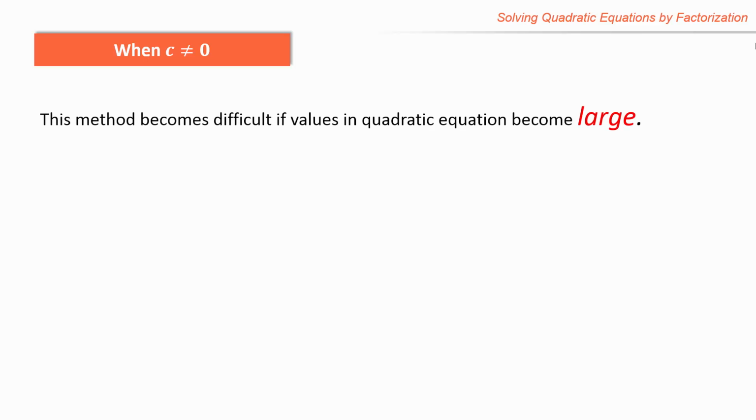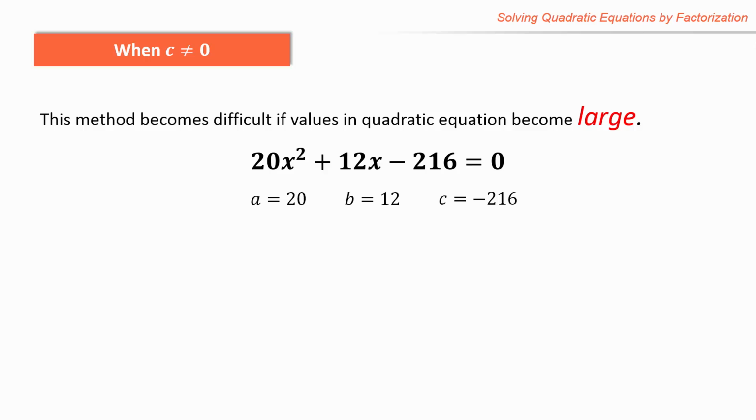Now, it may be easy to solve using this method if the values of a, b, and c are relatively small. But if the values are large, it may be difficult to mentally find the values for r and s. For example, can you try to factorize 20x squared plus 12x minus 216 equals 0? Here, a is going to be 20, b is 12, and c is negative 216.